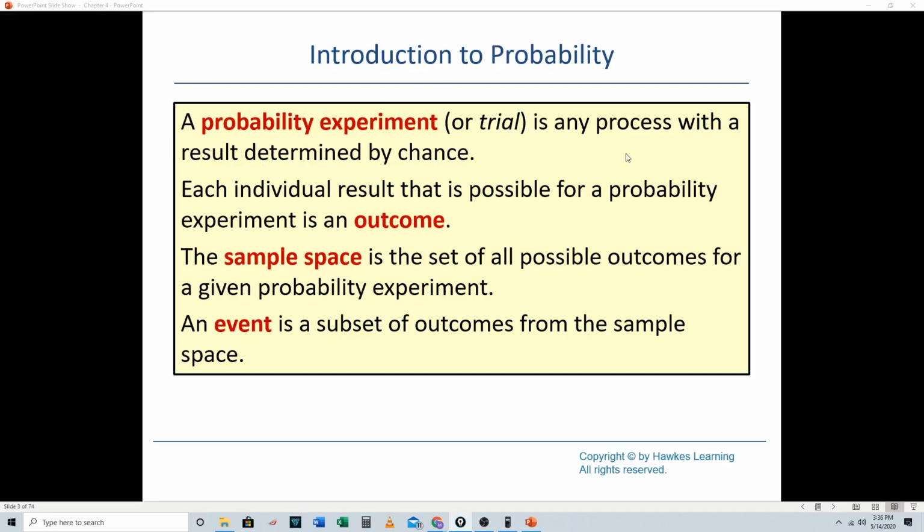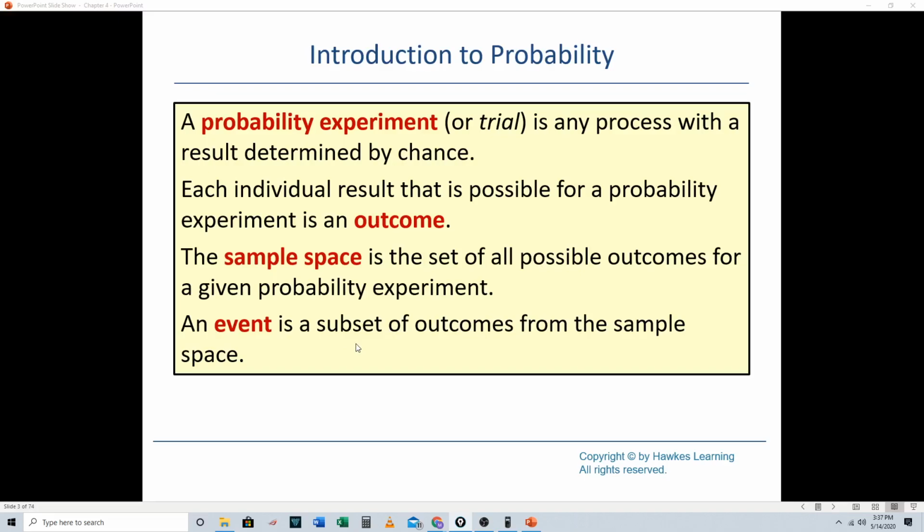So a probability experiment or trial is any process in which the result is determined by chance. Again, feel free to pause the video and write this down if you want, but I'm just going to read this and move on. Each individual result that is possible for a probability experiment is called an outcome. For example, if you flip a coin, the probability experiment is flipping the coin, and the two outcomes are heads or tails. The sample space is the set of all possible outcomes. So the sample space would be heads, comma, tails. An event is a subset of outcomes from a sample space.